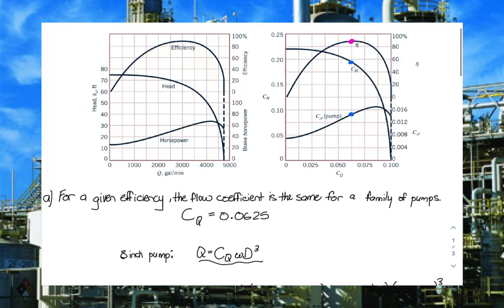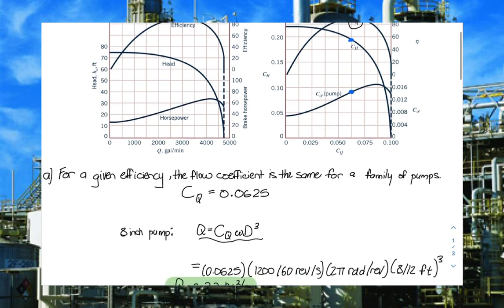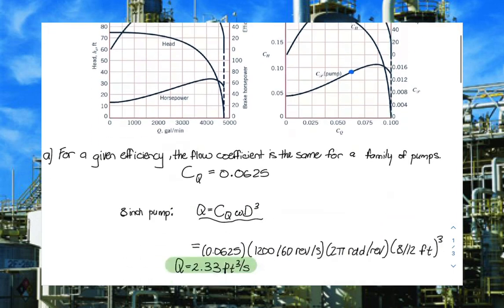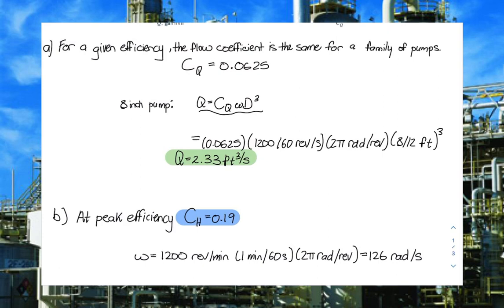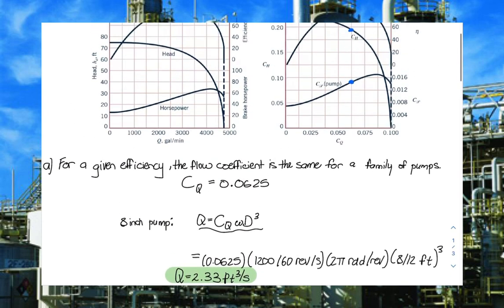Based on the pump scaling laws we discussed before, we're going to be predicting the discharge, actual head rise, and shaft horsepower for the peak efficiency of an 8-inch diameter centrifugal pump operating at 1200 rotations per minute. It's geometrically similar to the 12-inch diameter pump, having the performance characteristics shown in the figures below, with the left being the regular characteristic curves and the right being the dimensionless. So for a given efficiency, the flow coefficient is the same for a family of pumps, being these 2 pumps, and the flow coefficient on the graph is 0.0625, as shown here.